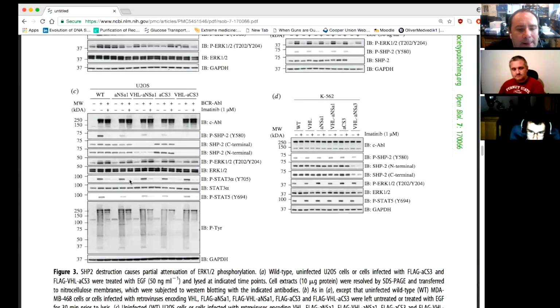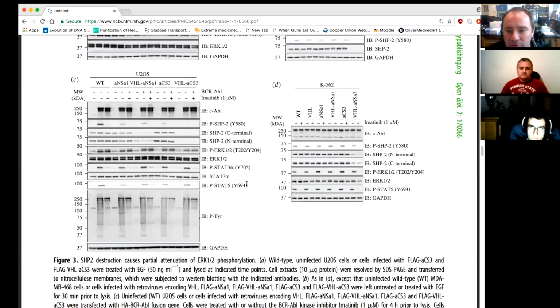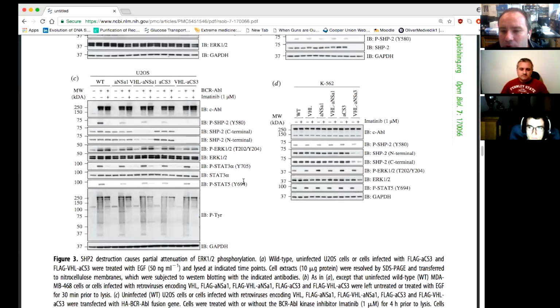So I'm a little rusty on my downstream components for the STAT signaling, but it could mean that this imatinib is maybe affecting other components and not just SHP2. So SHP2 isn't the sole thing that's responsible for STAT phosphorylation. We could review that back later. What else do we have here? Okay.